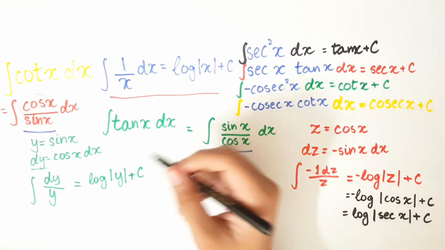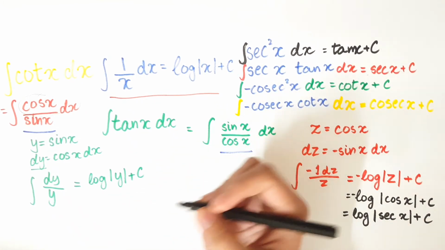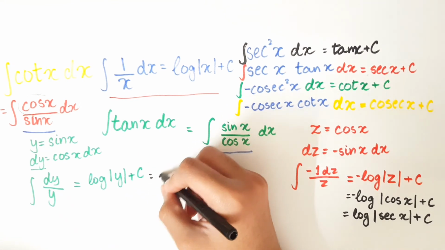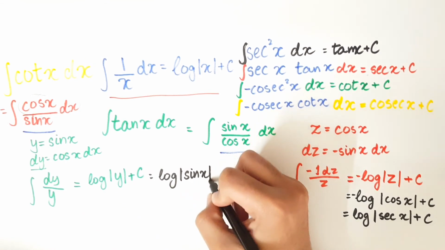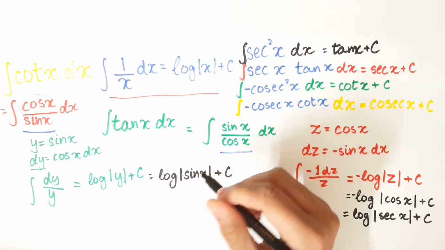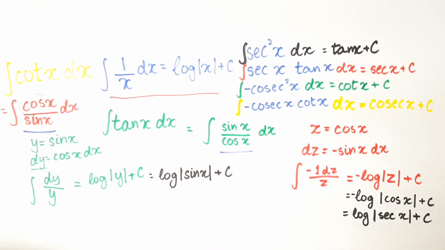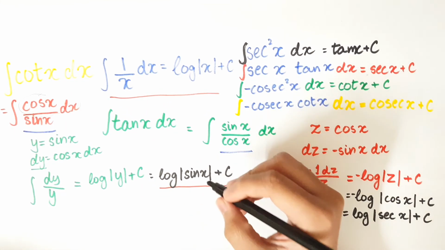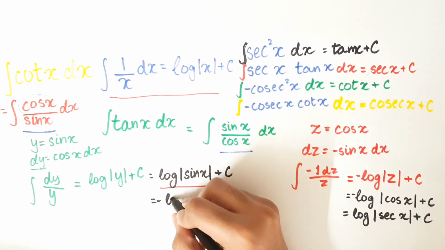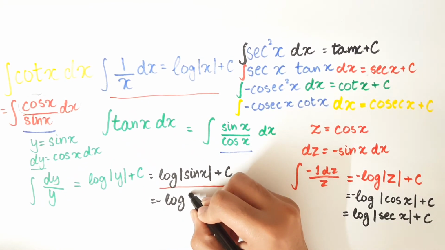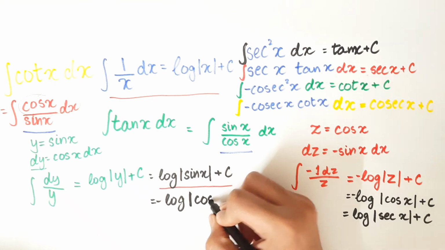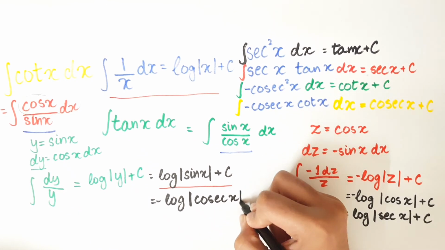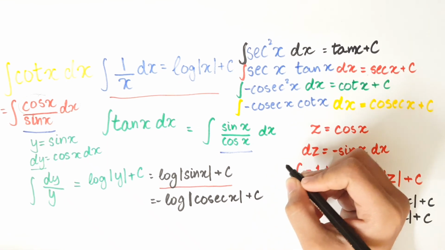Now since we substituted y is equal to sin x, we put sin x back, so we get the log of the mod of sin x plus c. This is the integration of cot x. It can also be written as the minus of log of mod cosec x, since sin x is 1 by cosec x. So it can be written as the log of mod cosec x with a negative sign in the beginning. So that's it for this video.